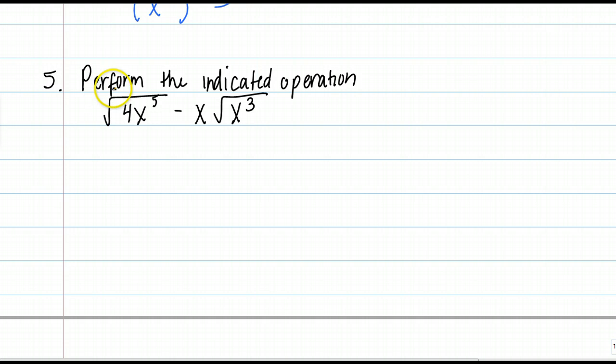In a problem like number 5, they're telling us to perform the indicated operation. In these problems, we're really trying to combine like terms. So we need to try to simplify as much as we can until we have like terms that we are able to combine. So remember, if there's no number in front of your radical, we're taking the square root. So in this case, we're looking for 2 of a kind. So 4 is 2 times 2.